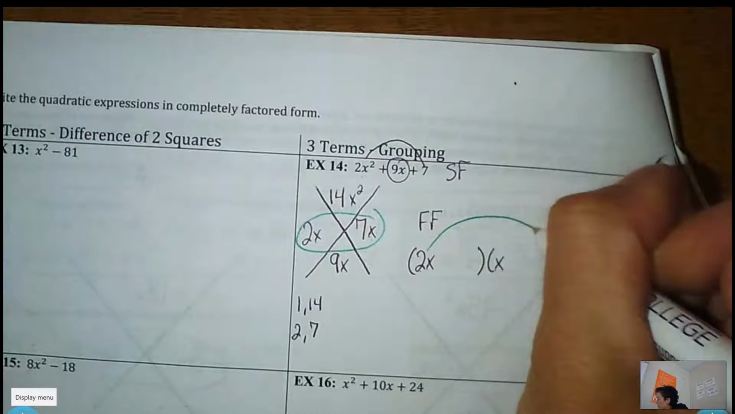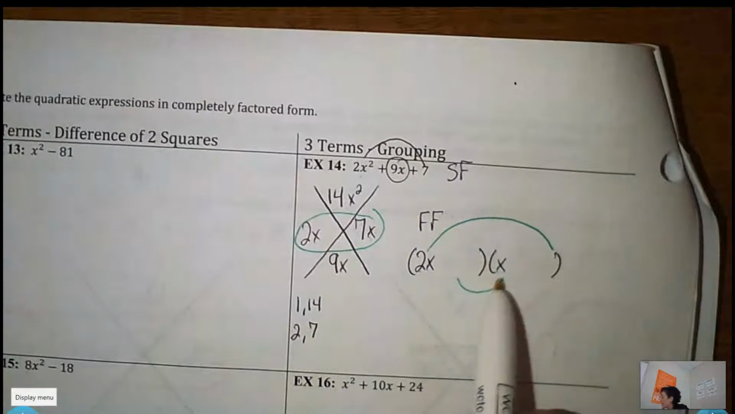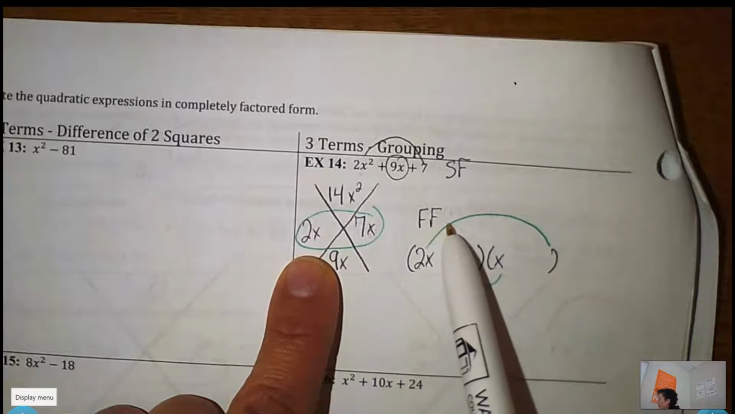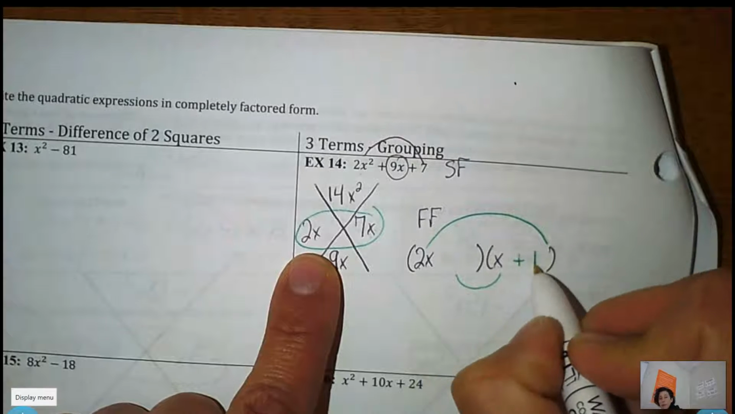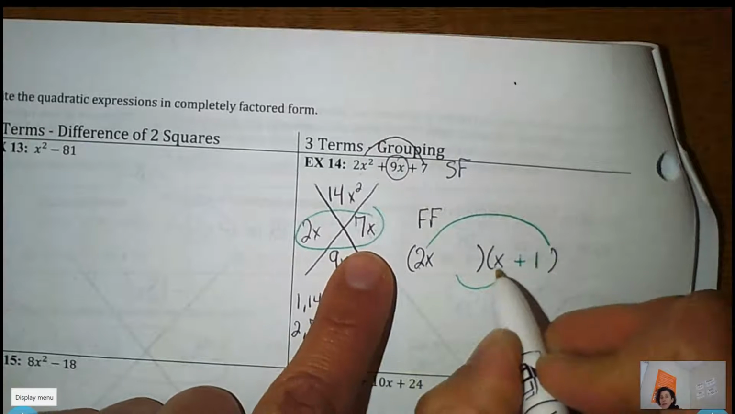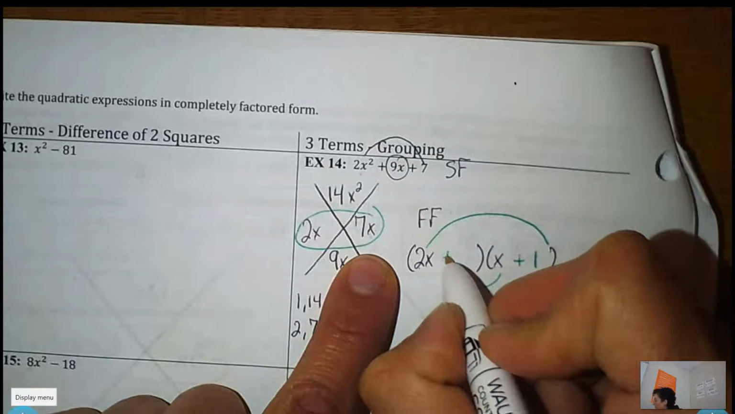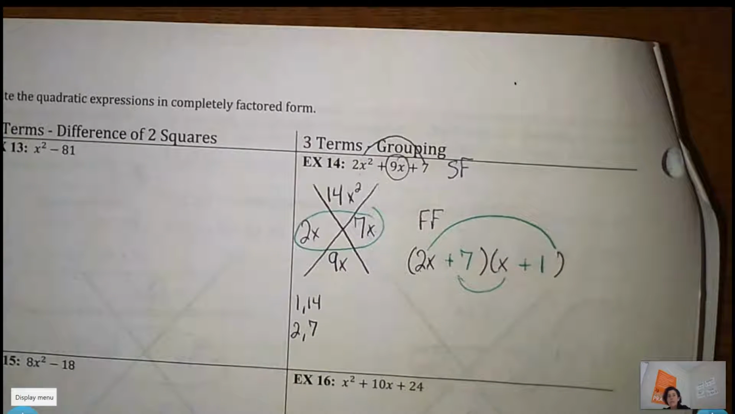So I draw a loop, and I draw a loop from 2x to the other parentheses, x to the other parentheses. And now I check, can I multiply something by 2x to make 2x? And I can, a positive 1. And then I go to this one, can I multiply x times something to make 7x? And that would be a positive 7. So we have now found the neighbors to meet the neighbors to make 2x squared plus 9x plus 7.